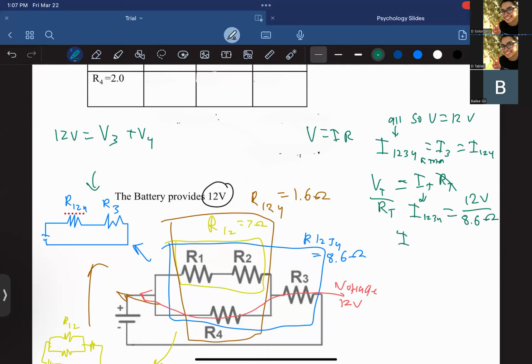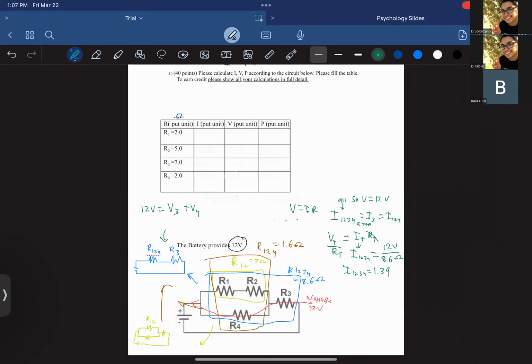Go ahead and input that. 1.39. We're gonna double check our units right now, because I just like to. I'm gonna just take it to the next page.